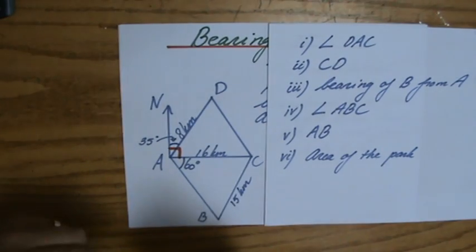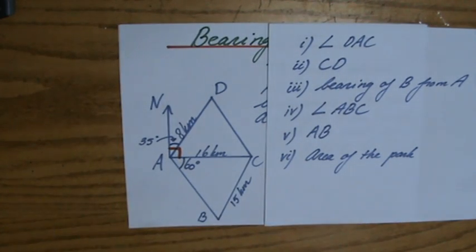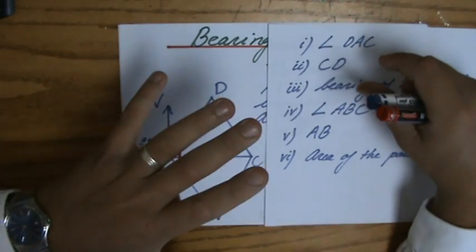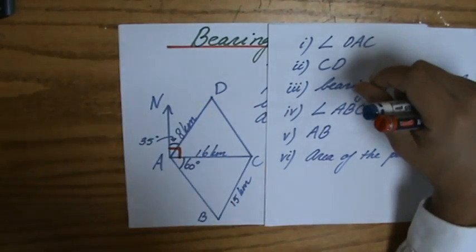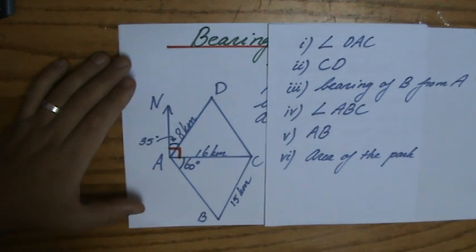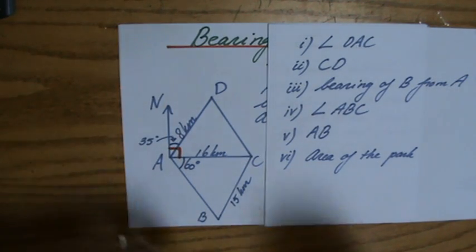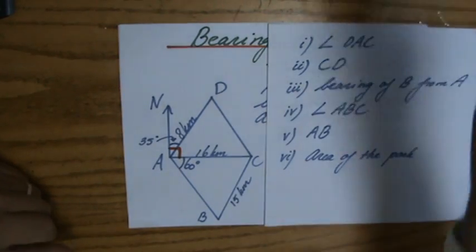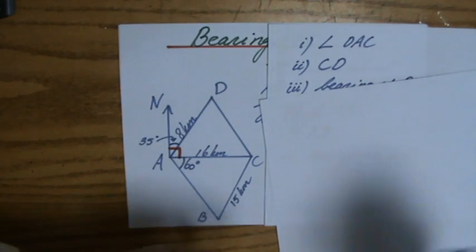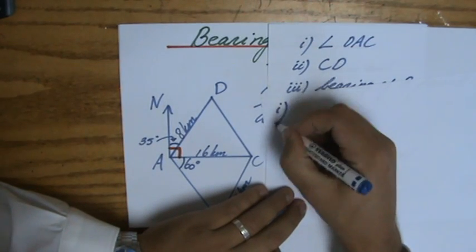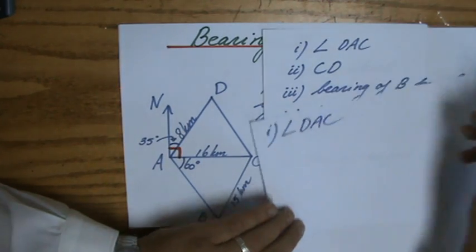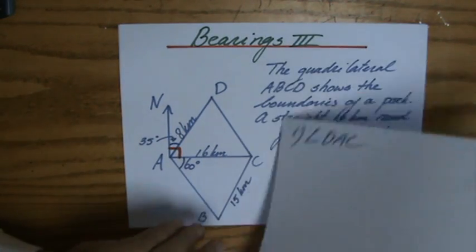So indeed loads of questions, and most of these questions with bearings, like I said before, will involve the sine rule and cosine rule, and more of that type of mathematical question. So don't worry too much, let's have a go. We're going to start with angle DAC.